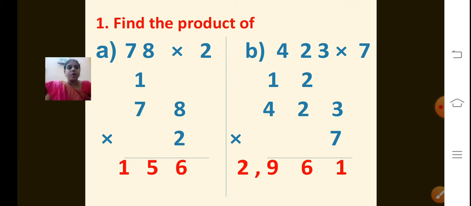Again, then the digit at the hundreds place. What digit? 4, then into 7. 4 7s are 28 plus 1, 29. So my answer is 2961. Shall we move on to the next sum?